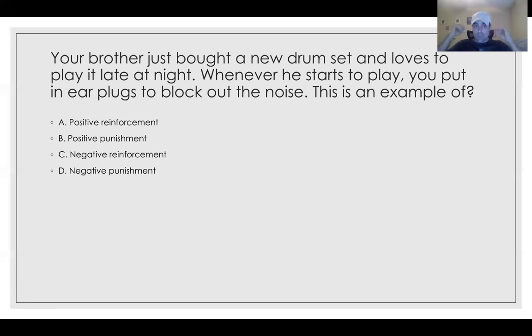Putting in earplugs is the behavior, right? The consequence is the removal of the noise. Okay, I hope that makes sense, right? Behavior, earplugs, consequence, removing noise. Okay, putting earplugs in increases in the future, therefore negative reinforcement. Okay, again, good ABA question, right? They might ask you something very similar to this. Okay, make sure you understand this question.